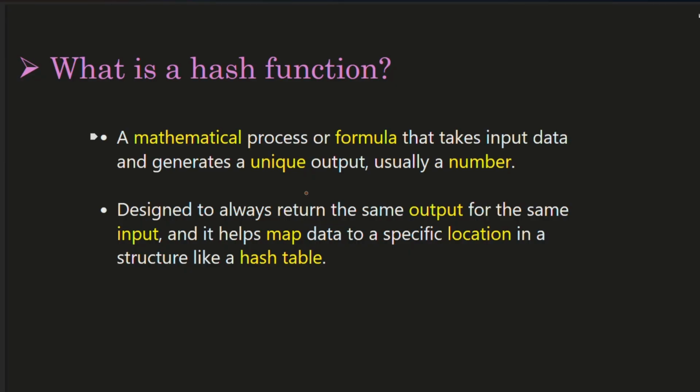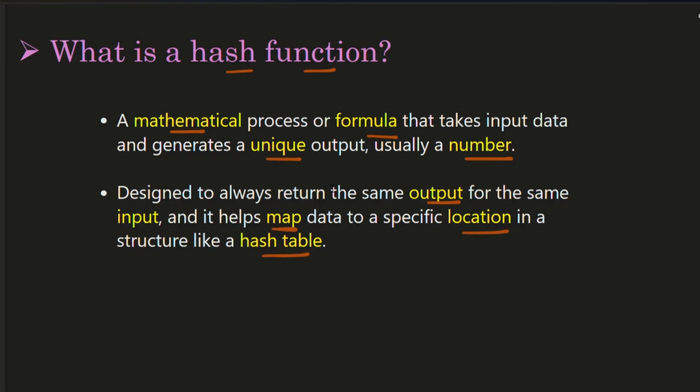Before we go further, let's understand what a hash function is. A hash function is a mathematical process or formula that takes input data and generates a unique output, usually a number. It's designed to always return the same output for the same input, and it helps map data to a specific location in a structure like a hash table.